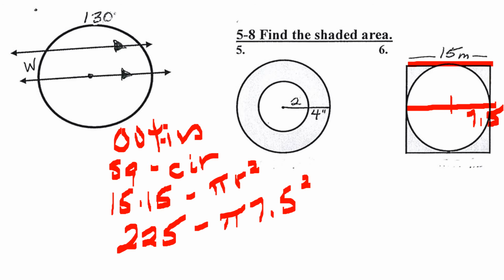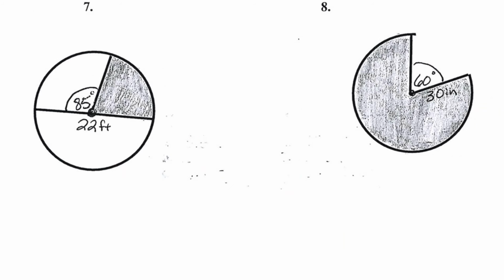7.5 squared and pi. Don't forget pi. And you get 48.28, or 48.3 if you round it to the tenths place. And you can always use 3.14 for the pi too if you want to.